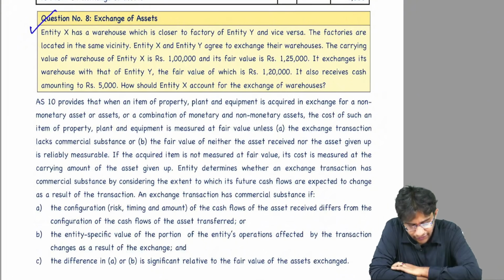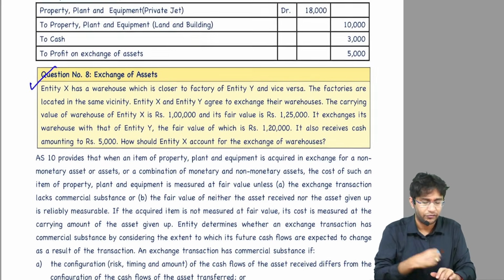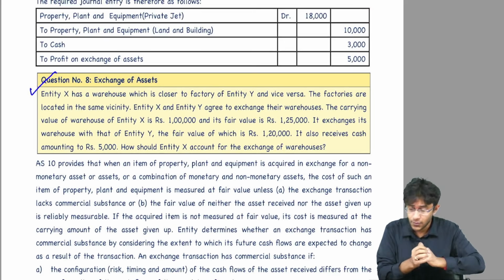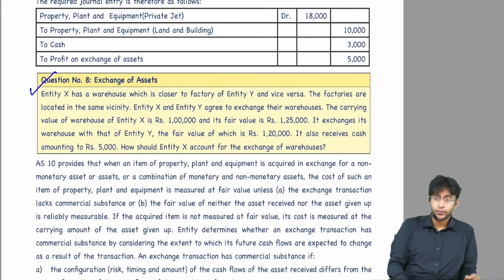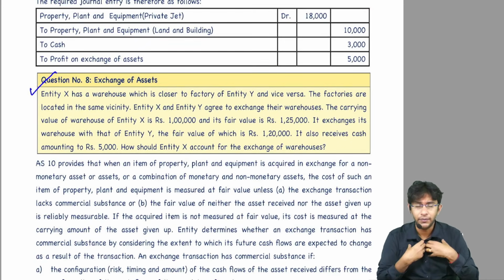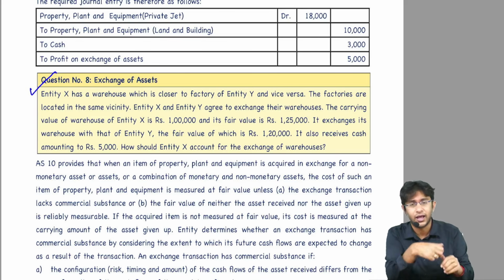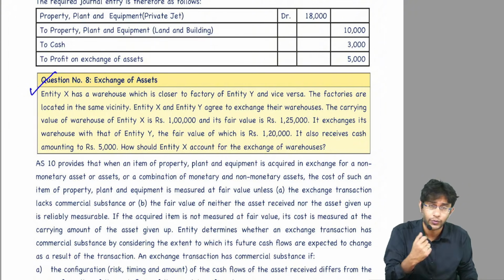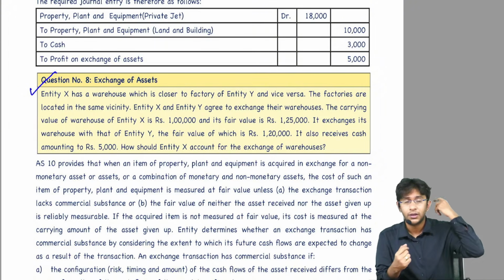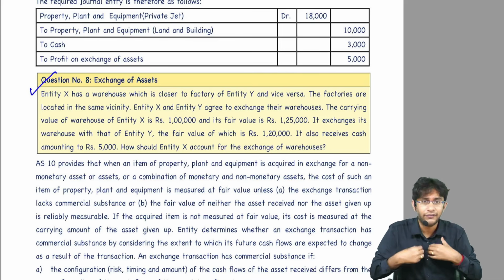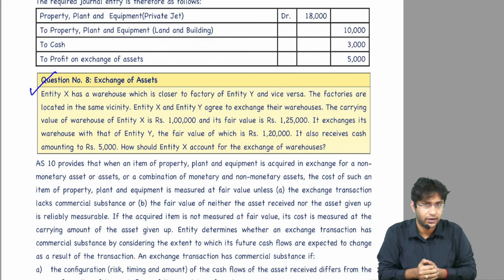Entity X has a warehouse which is closer to the factory of Y and vice versa. Observe the story carefully. Warehouse means what, sir? It's a godown. I have a factory, I have a godown. Similarly, some other entity Y is there. They also have a factory and a godown, a warehouse. The thing is, their warehouse is closer to my factory. My warehouse is closer to their factory.